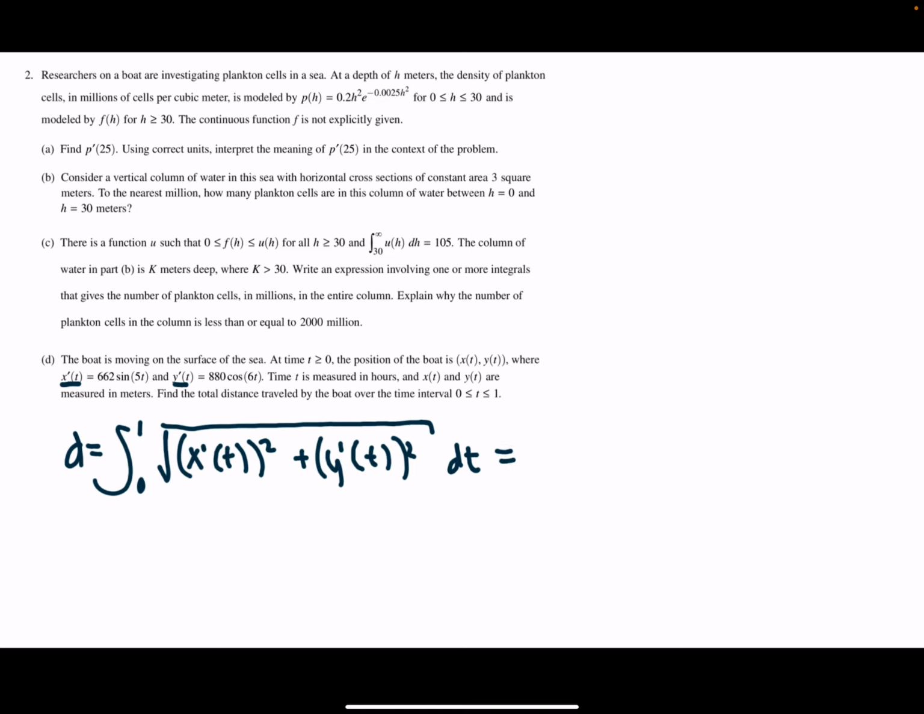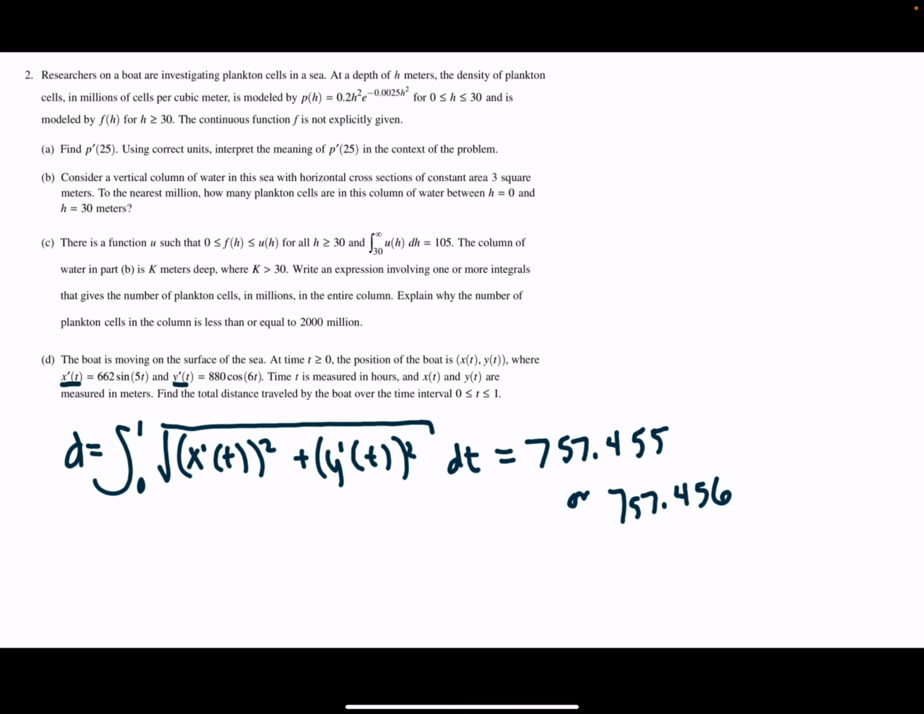So if we integrate this, we get 757.455 or 757.456. Those are the only two acceptable answers. It doesn't ask me for units. It doesn't ask me for an explanation. It doesn't ask me for a justification. I've shown my work to the best of my ability on a calculator question.